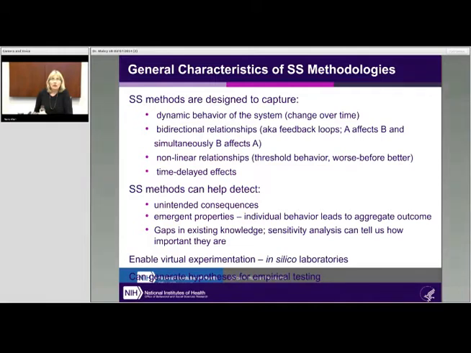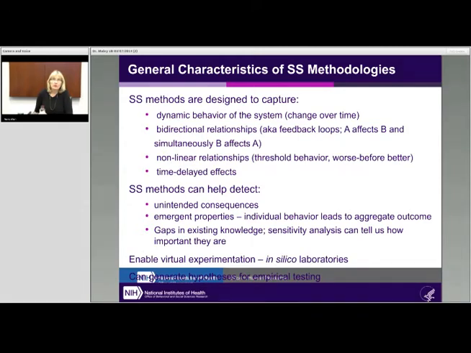These methods are designed to capture dynamic behavior, that is, change over time. I mentioned previously feedback loops where A affects B and then B turns around and affects A. It could also be variable A affects B, which affects C, which turns around and affects A. So there's those kind of complexities.